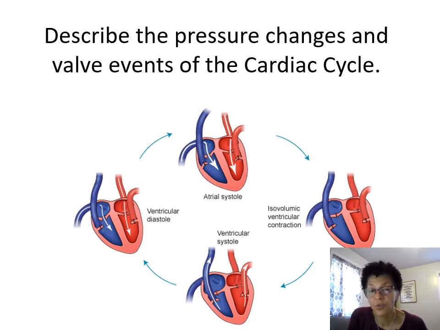Then the action potentials go away and the ventricle begins to relax, so pressure begins to drop. The first thing we will do is close the semilunar valve. The ventricle will continue to relax and pressure will continue to drop. And eventually the pressure will become so low in that ventricle that we will pop open the AV valve and blood will enter.